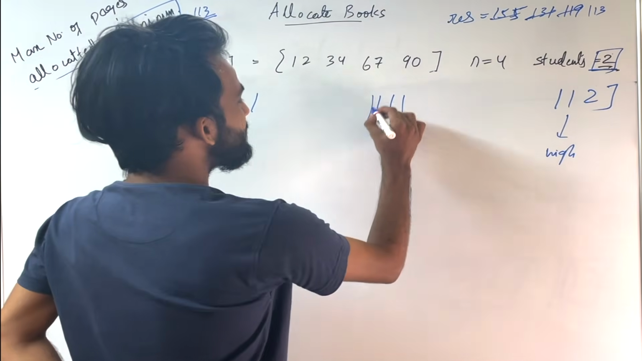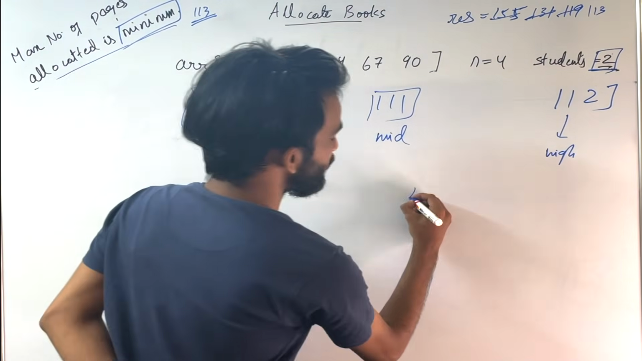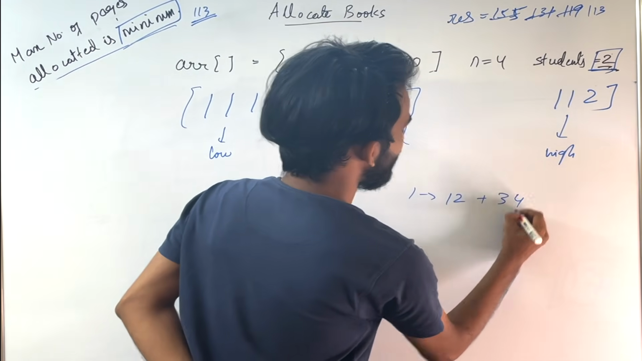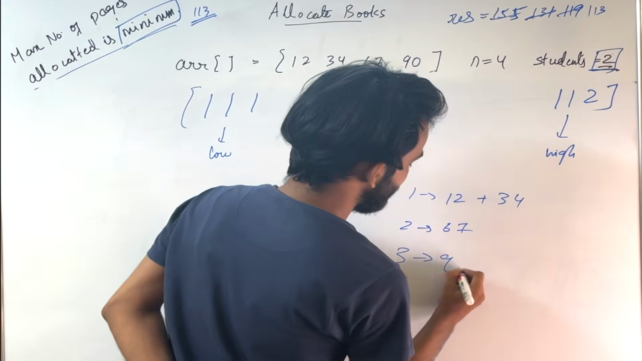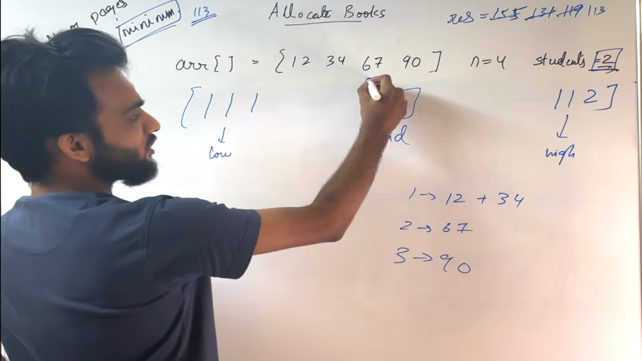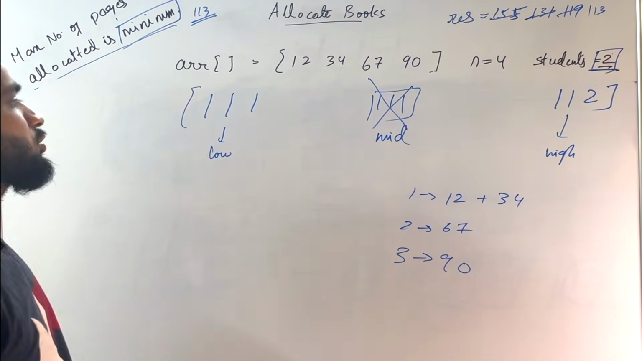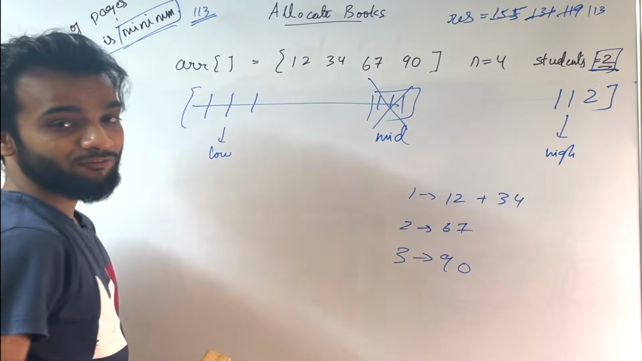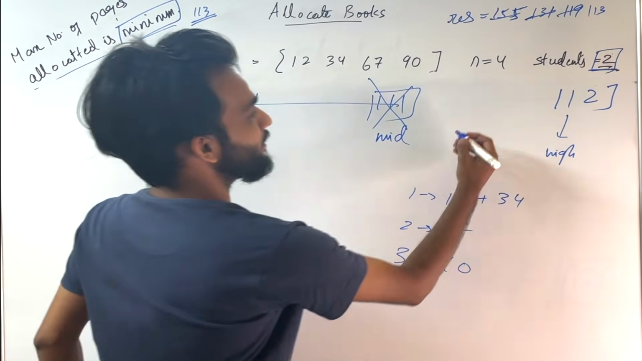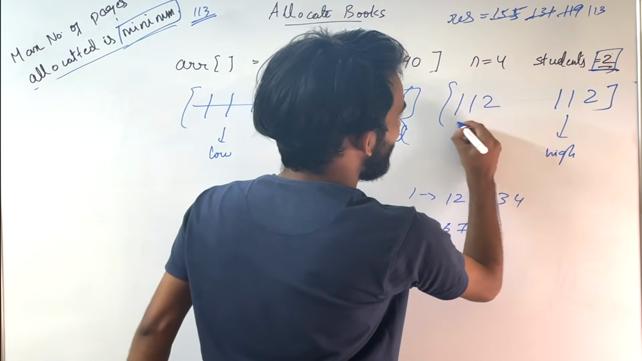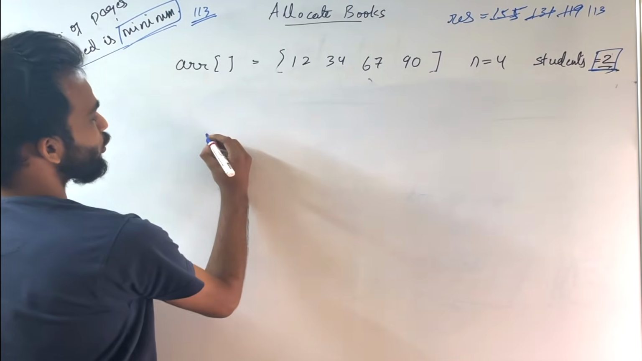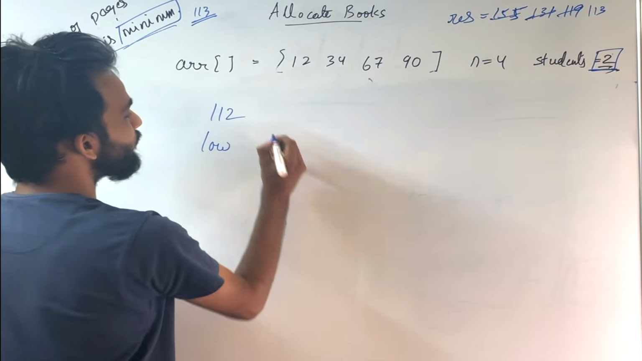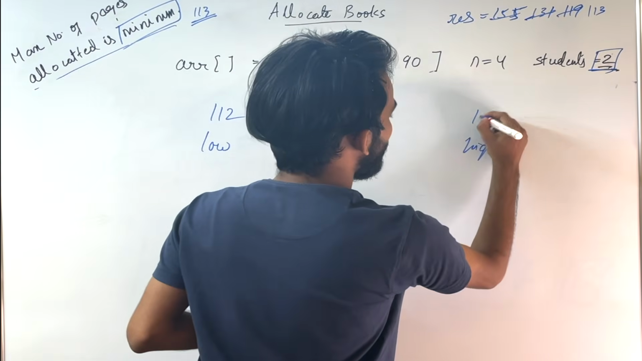So now the middle of this is nothing but 111. Let's try to keep this as a barrier. Student 1 will take 12, 34, but will not be able to take 67. This guy will take 67, this guy will take 90. Again, by keeping a barrier of this, it's not possible. So this left half will get eliminated and the search space will be trimmed down to 112 to 112.